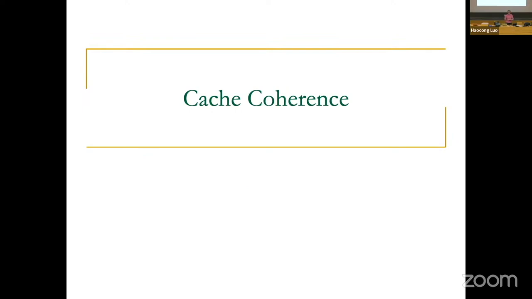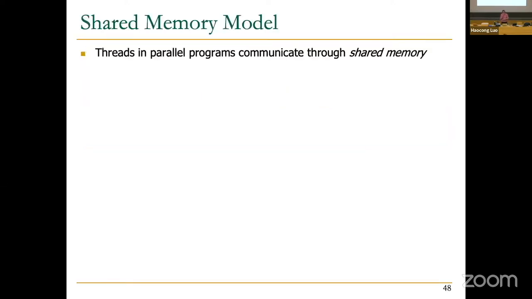How many people may have learned about cache coherence, but they don't remember? That's okay. So let's learn about cache coherence because this is important. Basically, we have the shared memory programming model, as we've discussed. Threads in parallel programs communicate through shared memory.